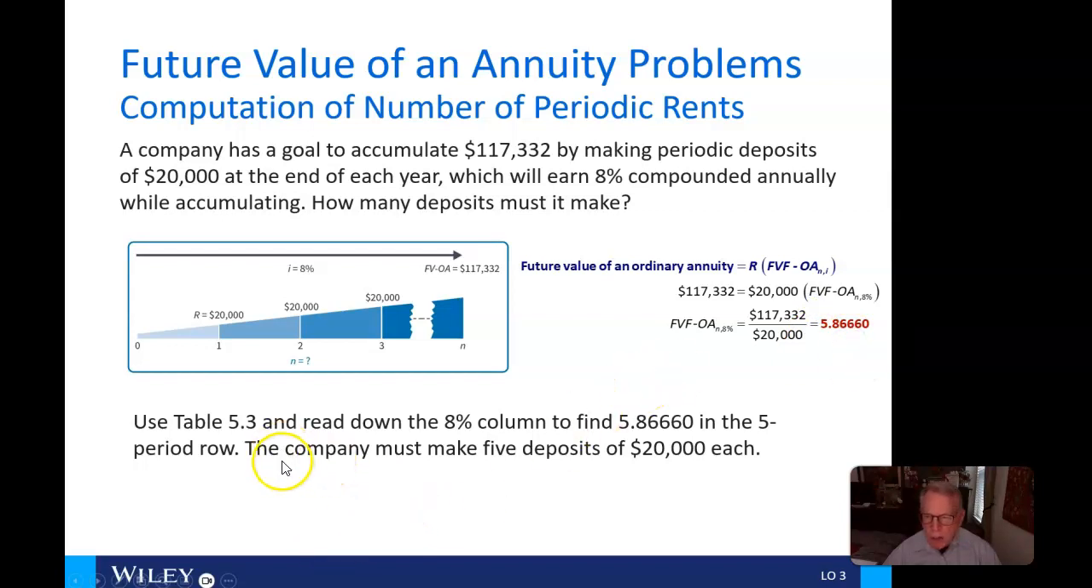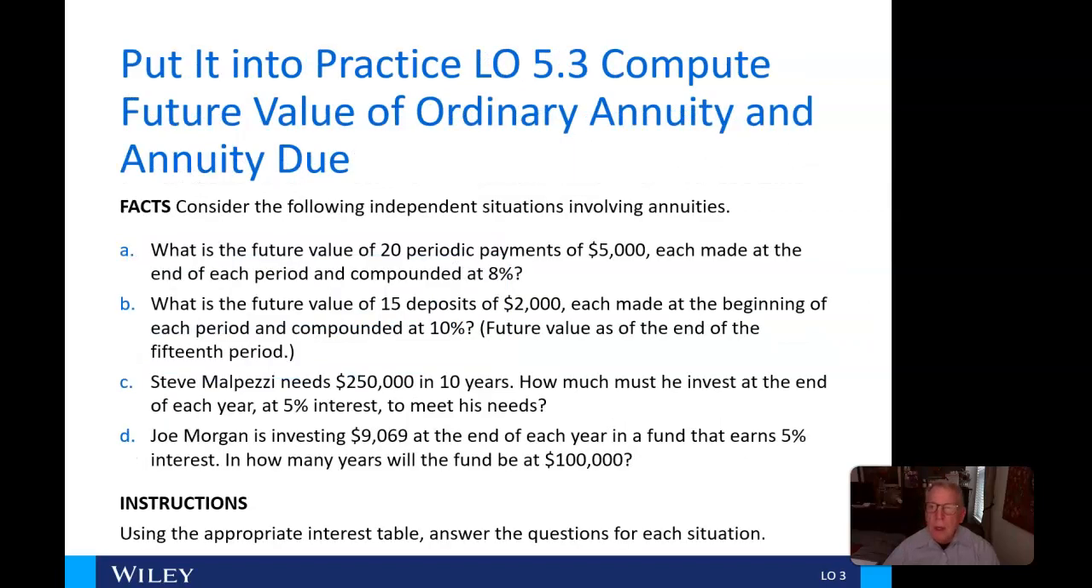We get 5.86660. We go into table 5.3. We read down the 8% column here, and we find that that factor hits the 5-period row, in this case 5 years. So they must make 5 deposits of 20,000 each. That totals $100,000. And they earn enough interest to crank that beauty up to 117,332.